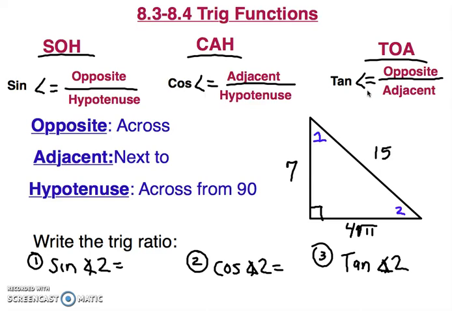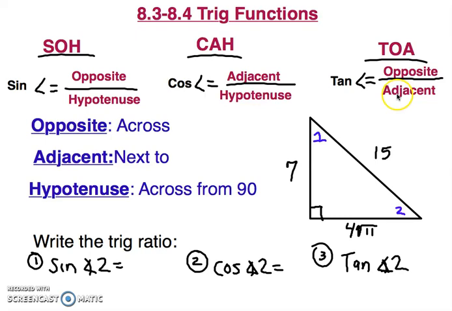To remember these functions, you can use the term SOHCAHTOA. The S in SOH stands for sine, O stands for opposite, and H stands for hypotenuse. The C stands for cosine, A stands for adjacent, and H stands for hypotenuse. TOA: the T stands for tangent, O for opposite, and A for adjacent.